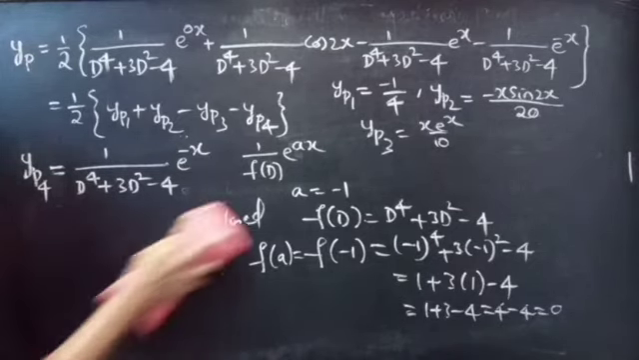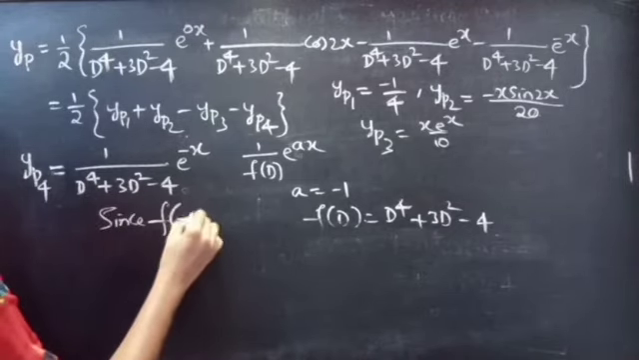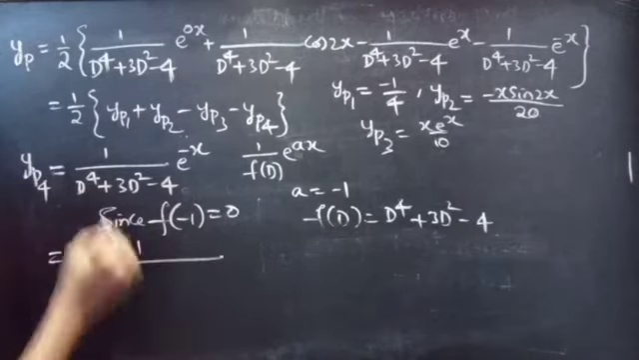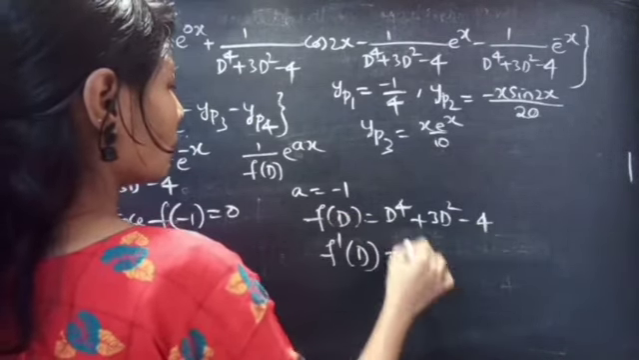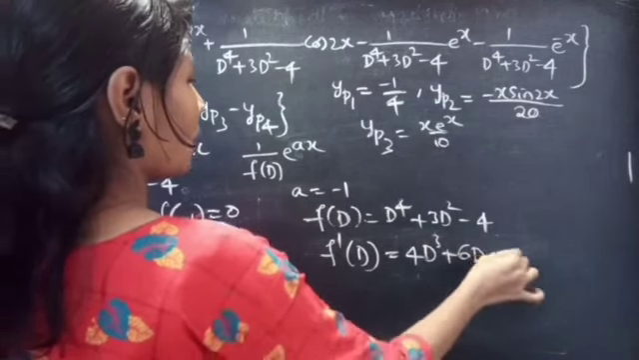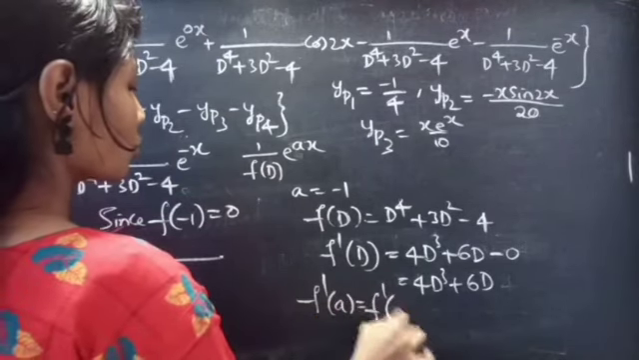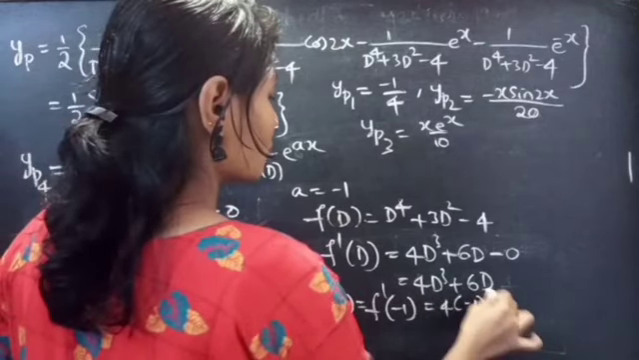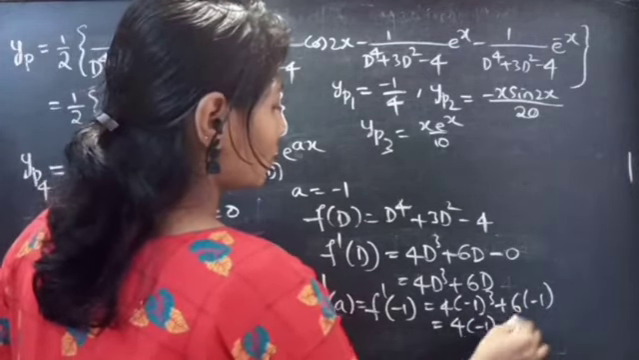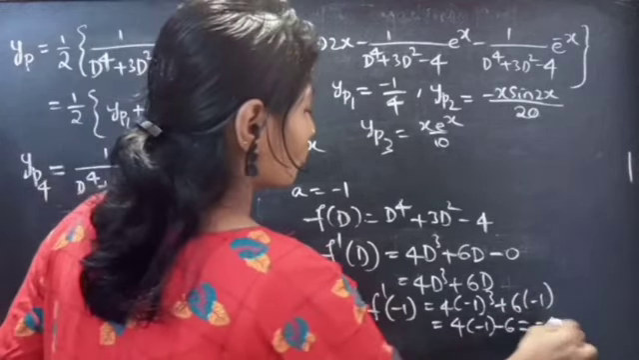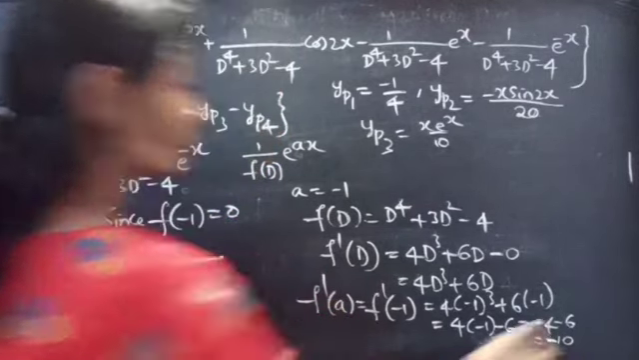So what we have to do? We need to find f'(D). Since f(−1) is 0, we'll find f'(D) here. If f(D) = D⁴ + 3D² − 4, then f'(D) will be 4D³ + 3 twos are 6D, minus derivative of constant is 0. Now let's find f'(a) for a equals −1: 4 into (−1)³ + 6 into (−1) = −4 − 6 = −10, right? Non-zero.